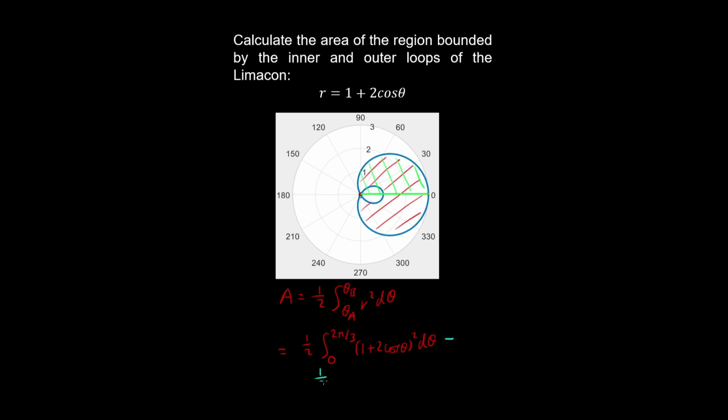Now if we subtract the area of this region by continuing to integrate from 2 pi on 3 to pi, and we integrate r squared with respect to theta, that's the same thing as subtracting the area of this region due to symmetry. So what we've effectively done is obtain the area of this top half of the curve between the outer and inner loops of the limacon. And if we multiply this result by 2, that's going to give us the area of the entire limacon between the outer and inner loops.